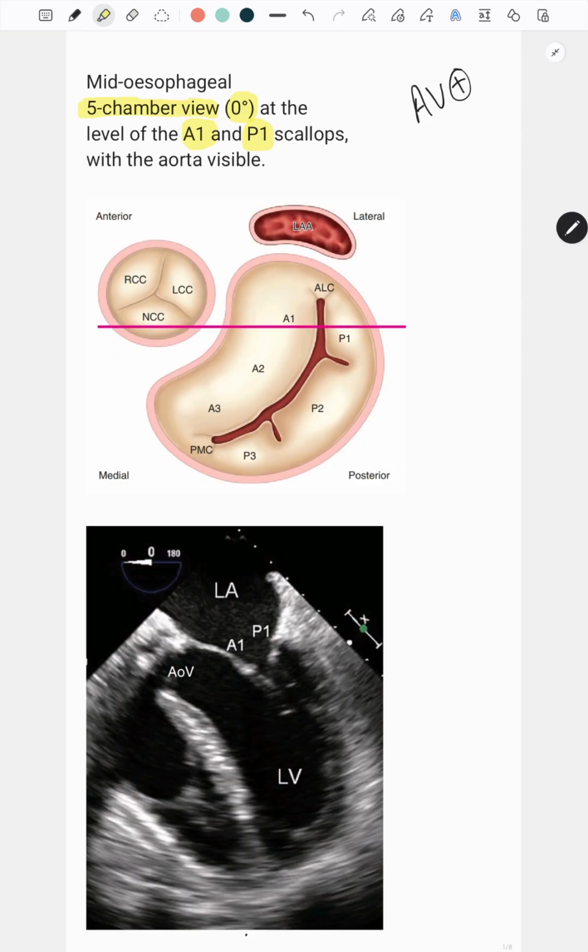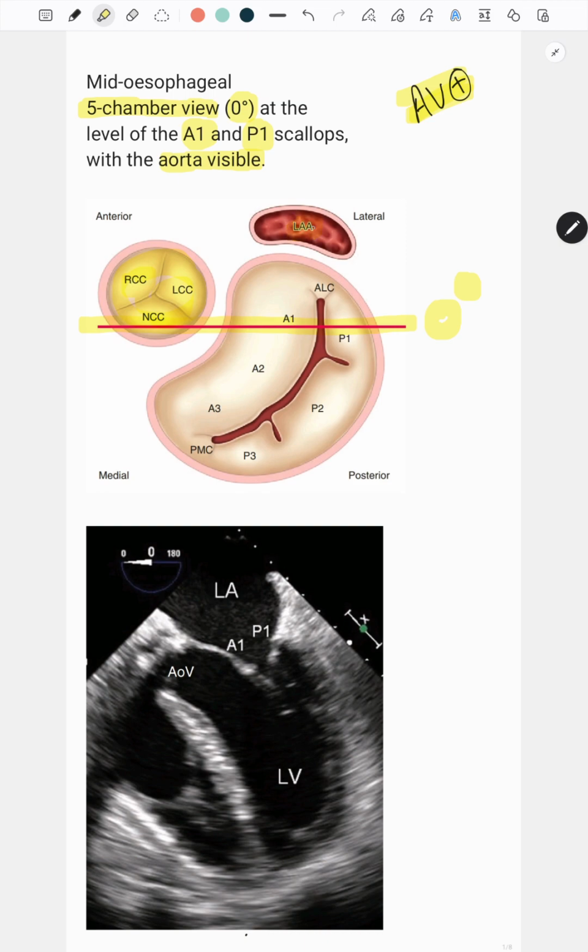So in the 5-chamber view, the aortic valve is visible. These are the NCC, RCC and LCC cusps of the aortic valve. This is the cross section at 0 degrees, the 5-chamber view.